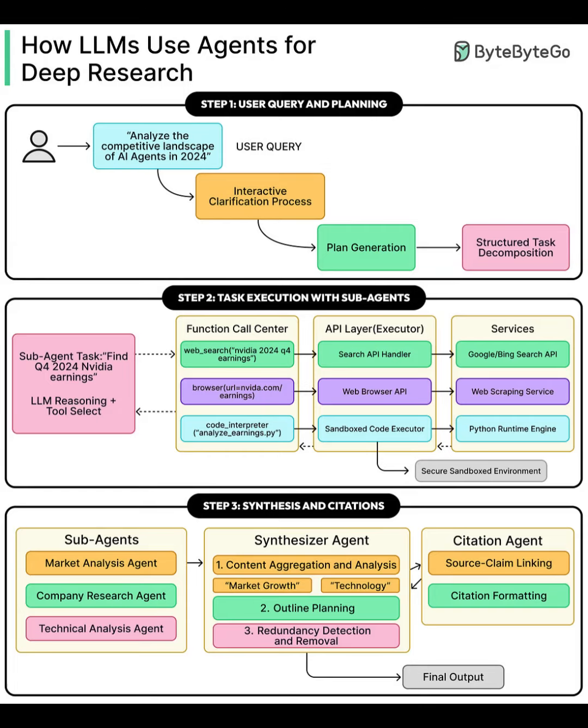Step 1 at the top is user query and planning. A user starts with a vague but high-level question like, analyze the competitive landscape of AI agents in 2024. The system doesn't immediately answer.